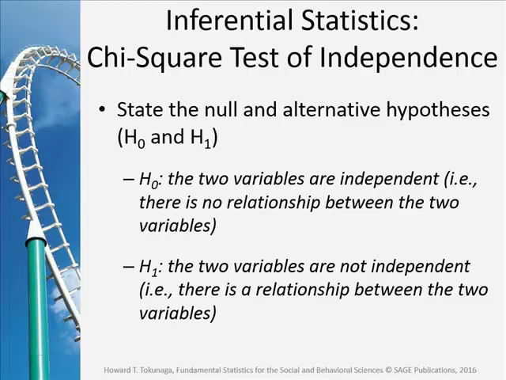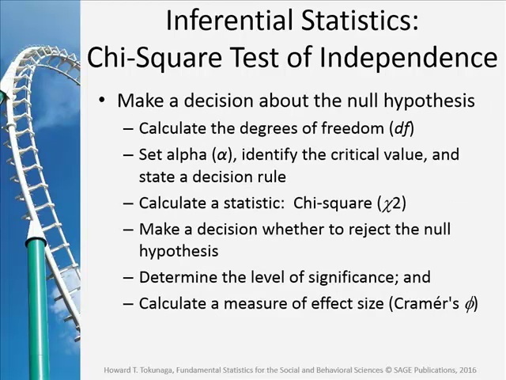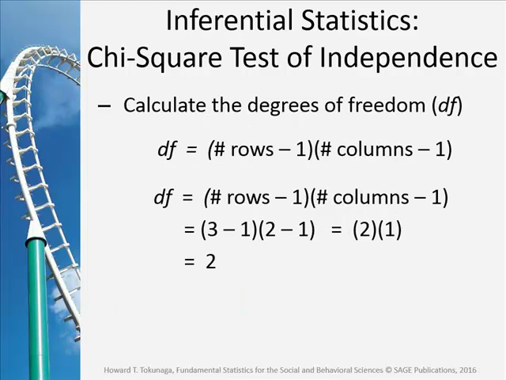Okay, so this, again, is our same framework. Null hypothesis, no relationship. Alternative hypothesis, there is a relationship between the two variables. And we can follow the same process. All right. Here's something that's a little bit different with crosstabs.